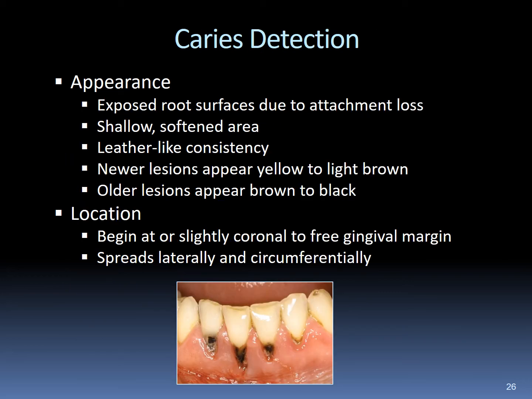During caries detection examinations for periodontally involved patients, it is important to assess exposed root surfaces due to attachment loss. Shallow, softened areas on the root surface may appear leather-like in consistency. Newer lesions appear yellow to light brown, while older lesions appear brown to black. The location may be at or slightly coronal to the free gingival margin and spread laterally and around the tooth surface.